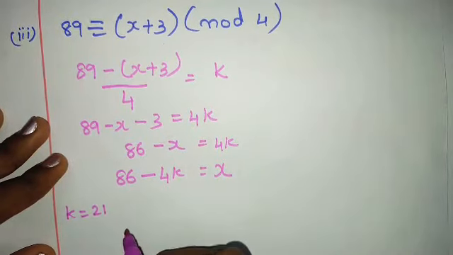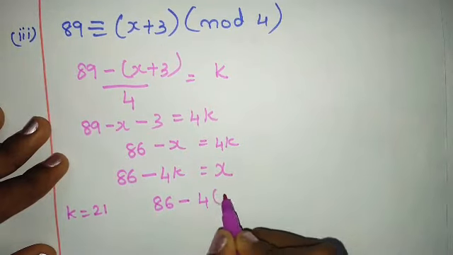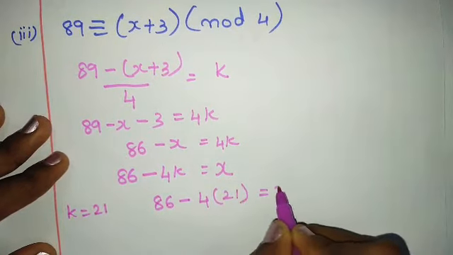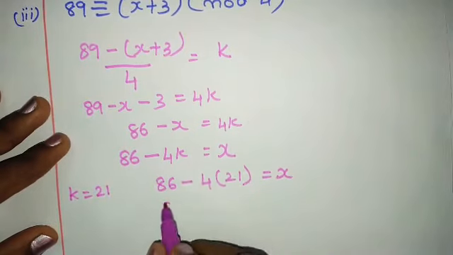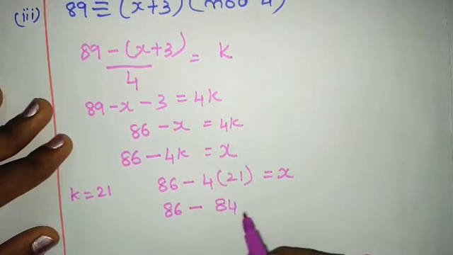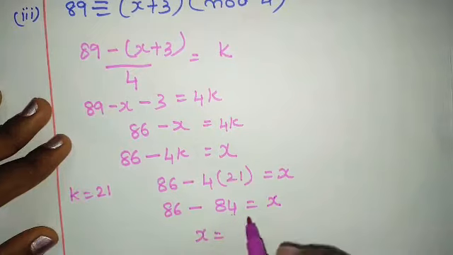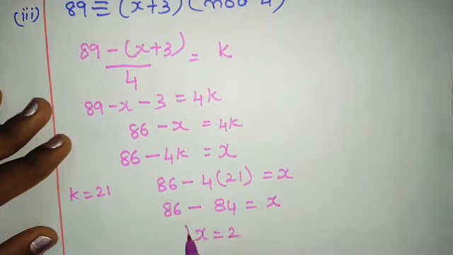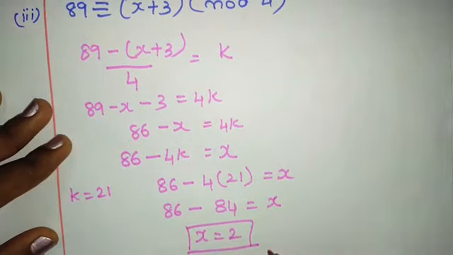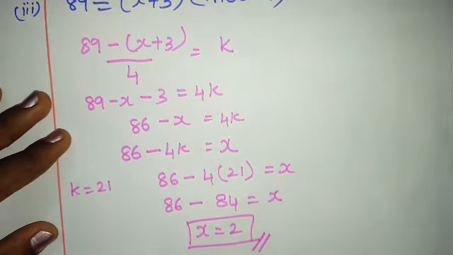Don't take 20. 21. So 86 minus 4 into 21 is equals to x. Got it? So 86 minus 4 into 21, which is 84, is equals to x. So x is equals to 86 minus 84, which is 2. So x value is 2. So now we'll see the next subdivision.